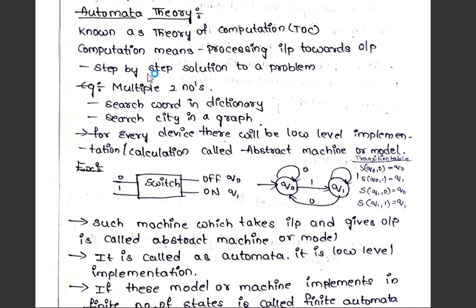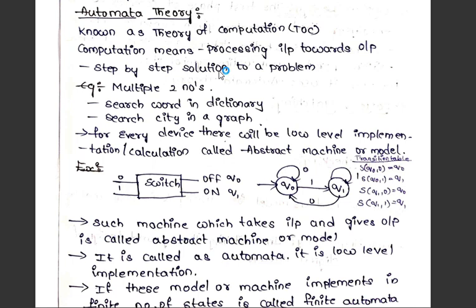Now let's understand what automata theory is. It is known as theory of computation. Before, I said it is a combination of automata and computation. So it is the theory of computation, which is nothing but TOC in short. Computation means processing input towards the output. Okay, input, some operations, output. Step by step solution to a problem.